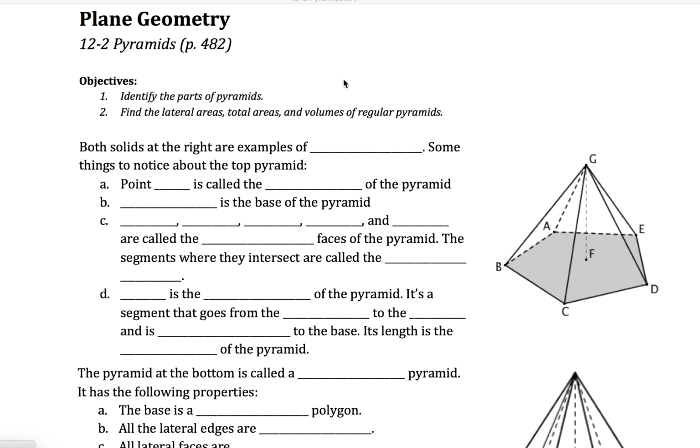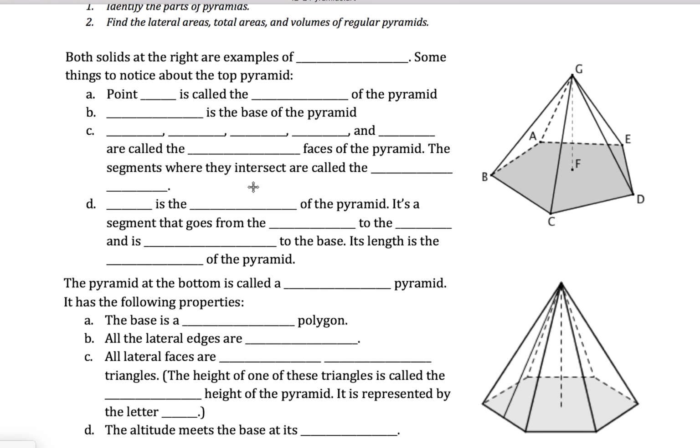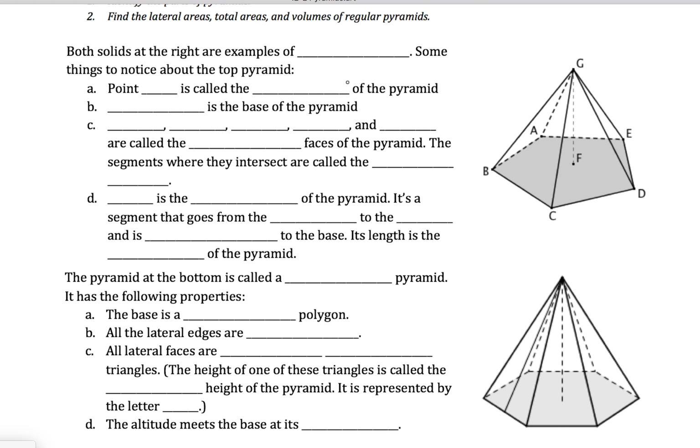Those are considered to be square pyramids because their bases would be squares. We're going to learn in this video that there are other kinds of pyramids besides square pyramids because the base of a pyramid doesn't have to be a square. It can be a different kind of polygon. So let's jump right in and take a look at some terminology that we need to know about pyramids.